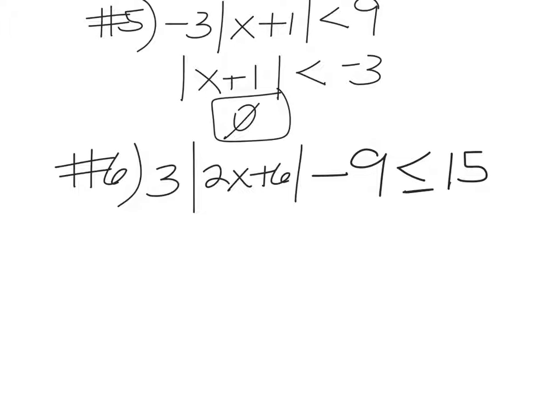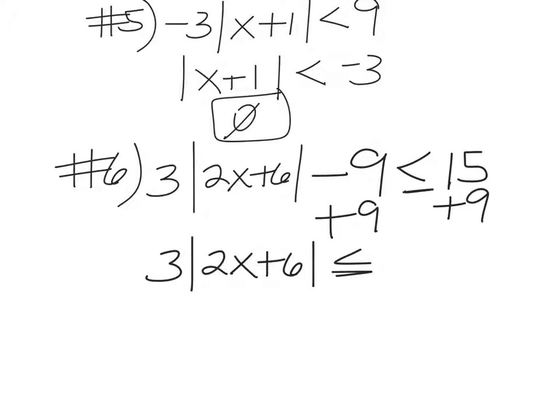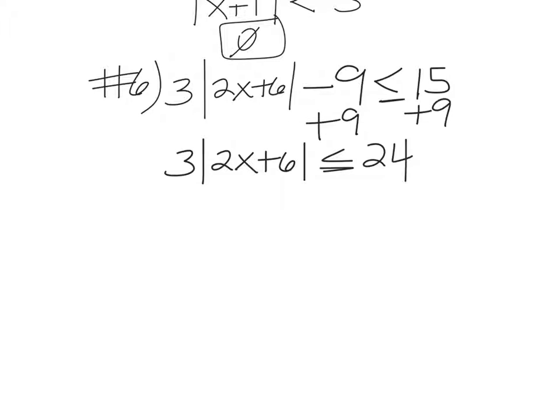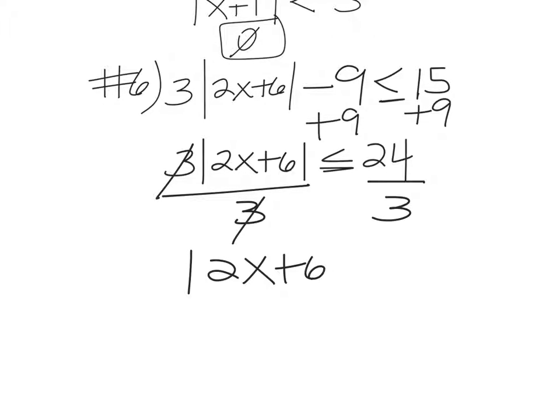I heard it. Yeah, we're going to add 9 over to the other side. And then you get 3 times the absolute value of 2x plus 6 is less than or equal to, what is that? 24. Perfect. All right, now what's next? Divide by 3. Yes, you got it. Divide by 3. The 3's will reduce. Absolute value of 2x plus 6 is less than or equal to 8.